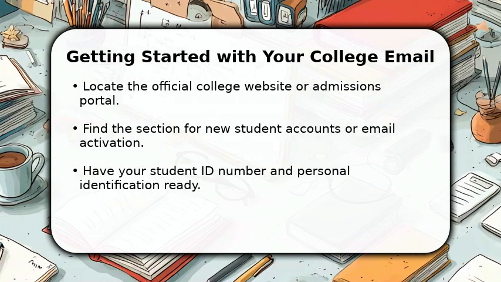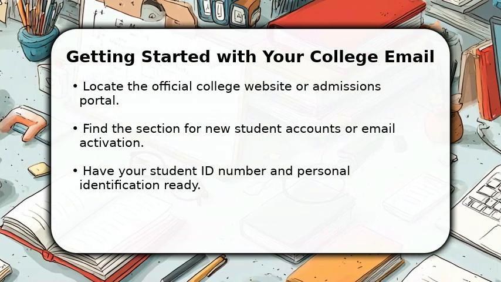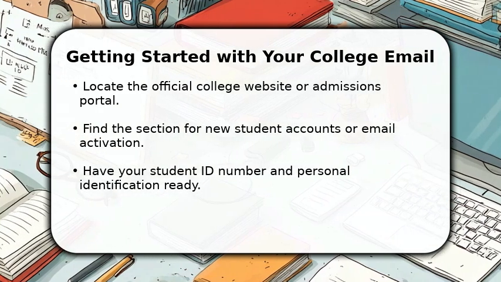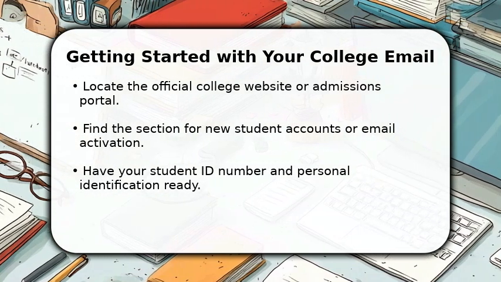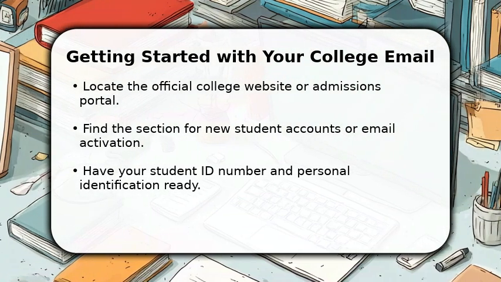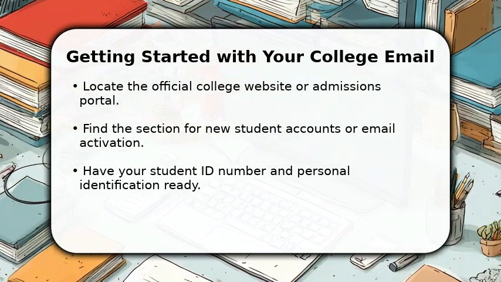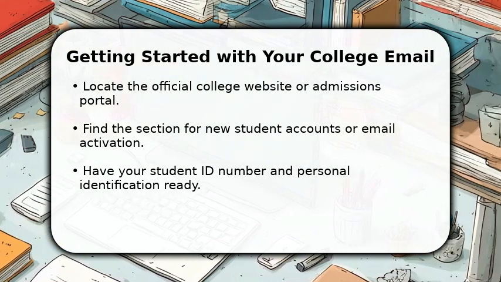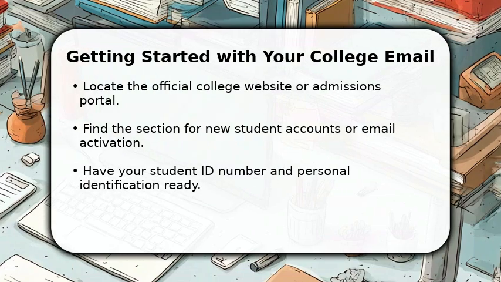First, navigate to your college's official website or admissions portal. Look for a dedicated section for new student accounts or email activation. You'll need your student ID number and some form of personal identification, like a driver's license or passport, to verify your identity and begin the process.